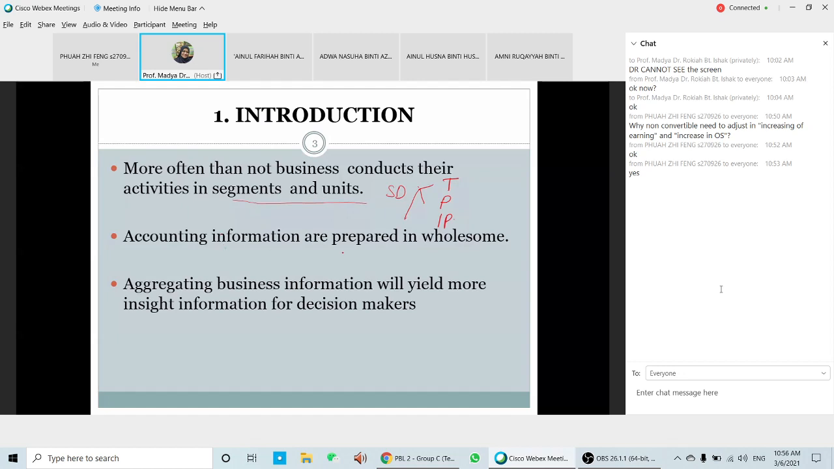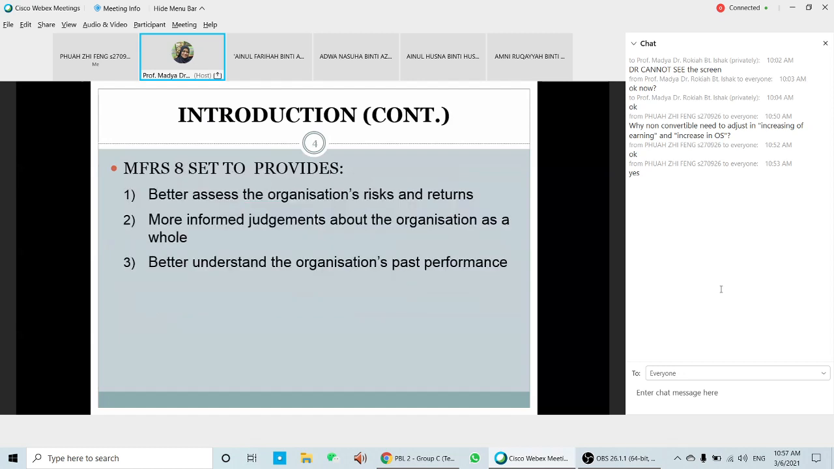But accounting information is prepared as a whole sum. They combine together. So to make the accounting information useful, you need to aggregate the business information by providing segmental reporting, operating segments. We're going to provide the information based on the operating segment.